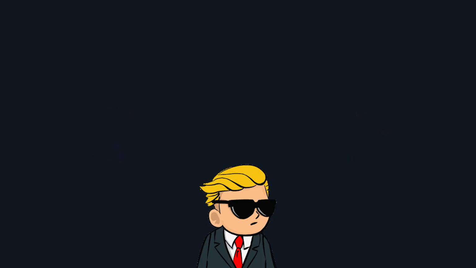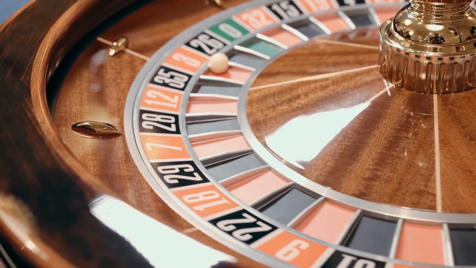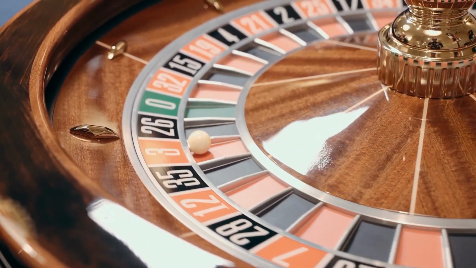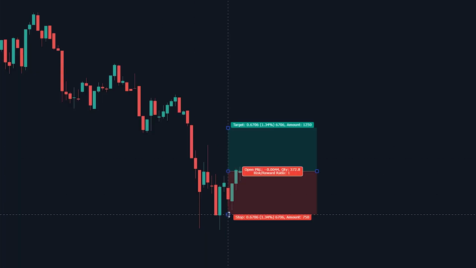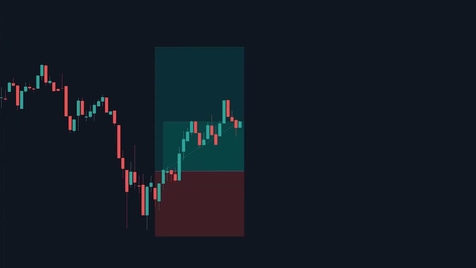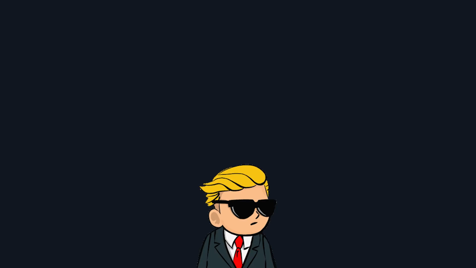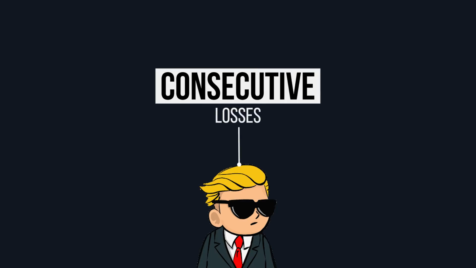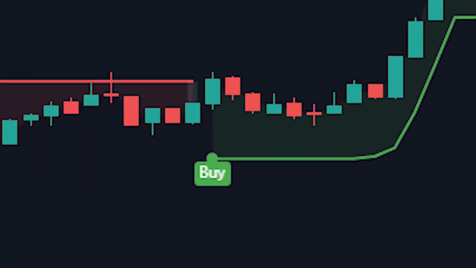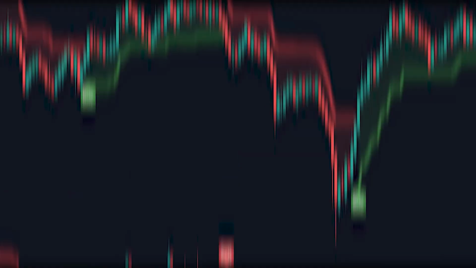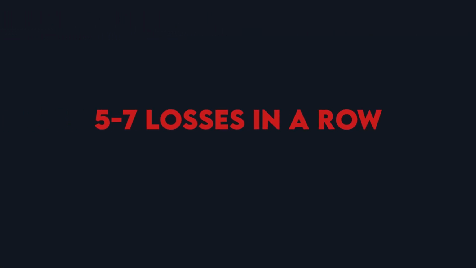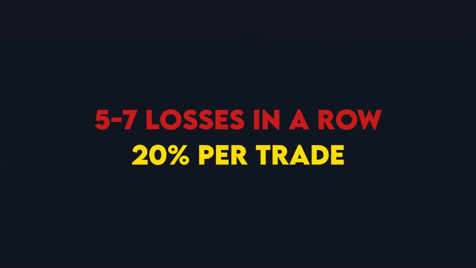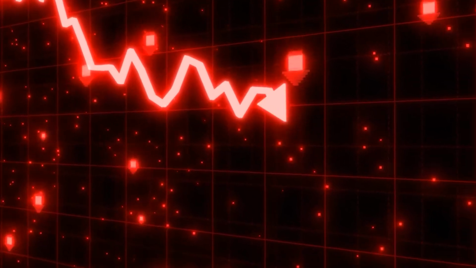If you're risking high percentages per trade, you're better off going to a casino and gambling because that's basically what you're doing. If you truly want to grow your account, you have to aim for longevity and consistent profits. The reason trading with high risk is a problem is because of consecutive losses. I don't care how good your trading strategy is, every strategy is going to have consecutive losses. If you have 5 to 7 losses in a row and you're risking 20% per trade, your portfolio is going to go down the gutter quick.